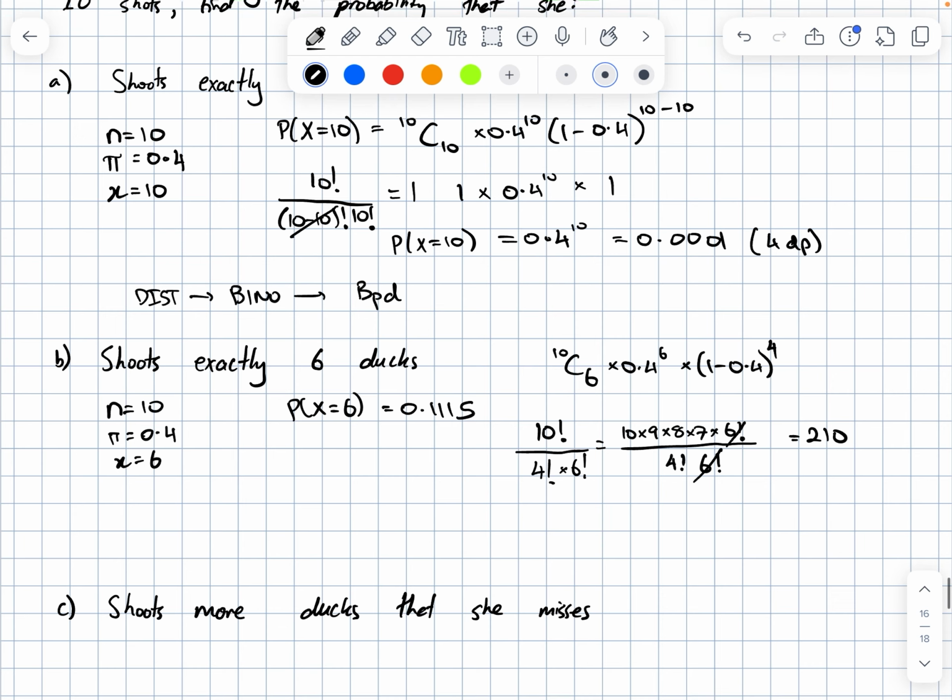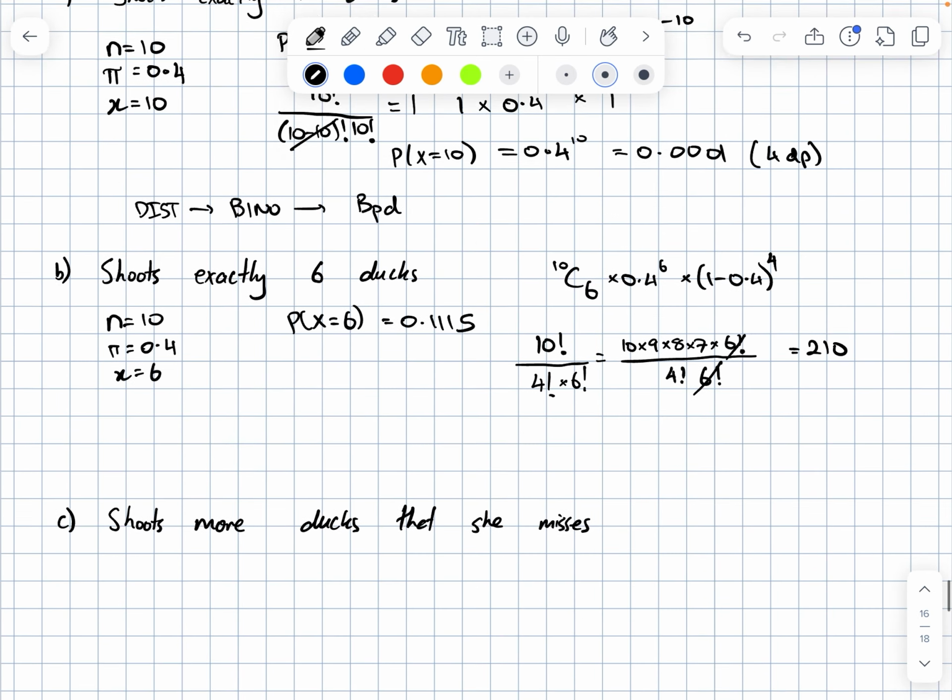And so you could also enter 210 times 0.4 to the power of 6 times 0.6 to the power of 4, and you'll get the same answer. Alternatively, go to the stats mode in your calculator, BPD, chuck in those 3, and we're good.